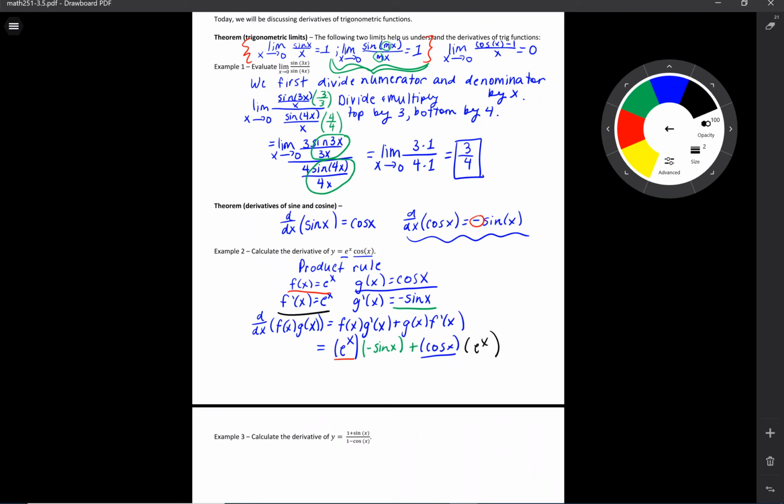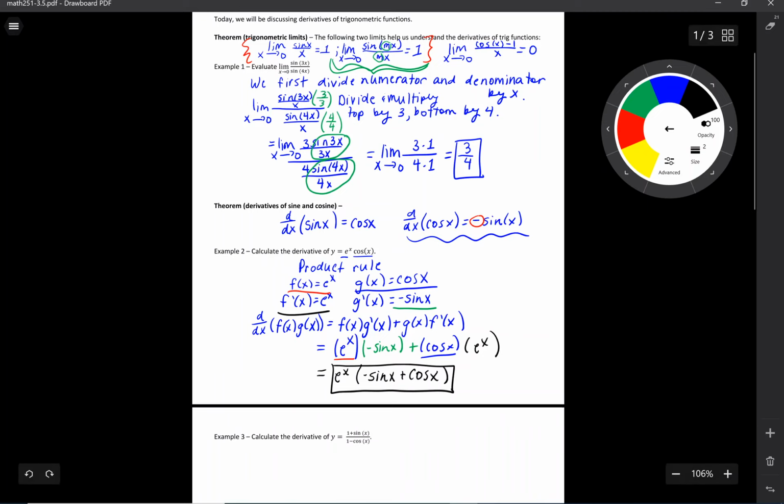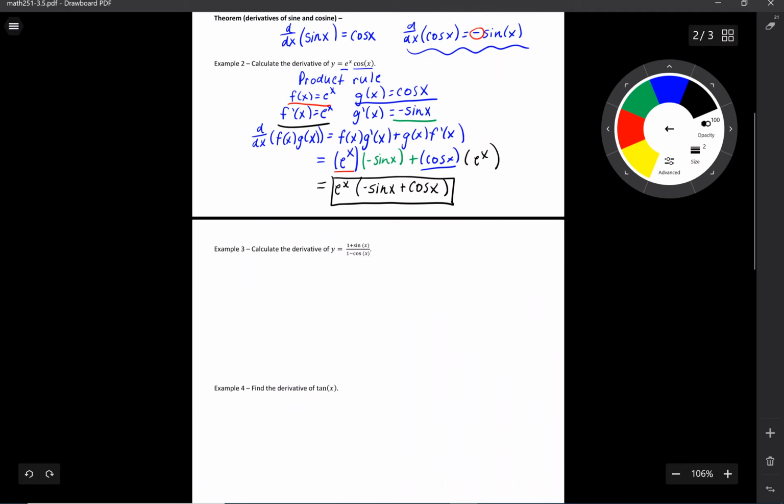You can leave this as is, absolutely. I'm going to factor out an e to the x from each of these terms, since that's pretty easy. So I get e to the x times negative sine of x plus cosine of x. And that is the derivative. So here we used the product rule, and we used the trigonometric derivative of cosine of x in order to find this. All right, I would like for you to pause this real quick and try number 3 on your own. This will require you to use the quotient rule as well as some of the derivatives that we just learned above. So go ahead and give it a try.